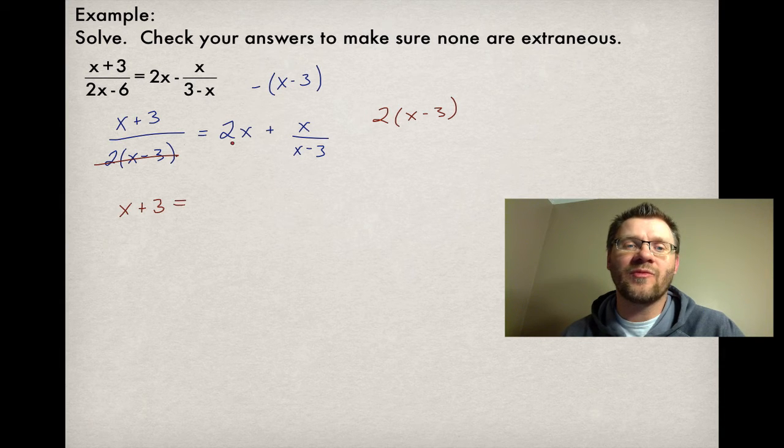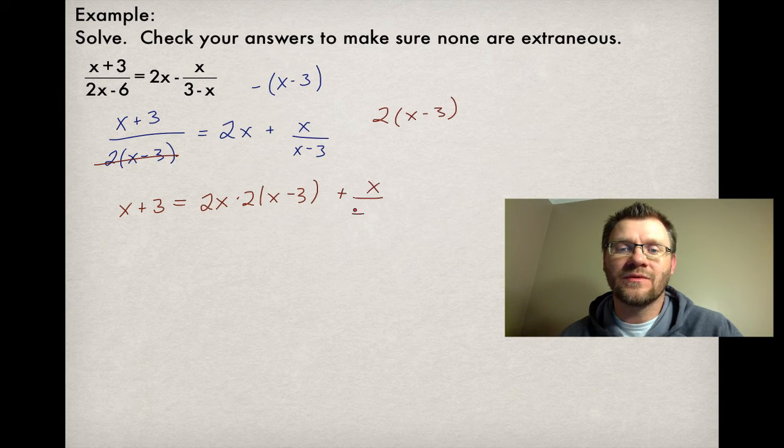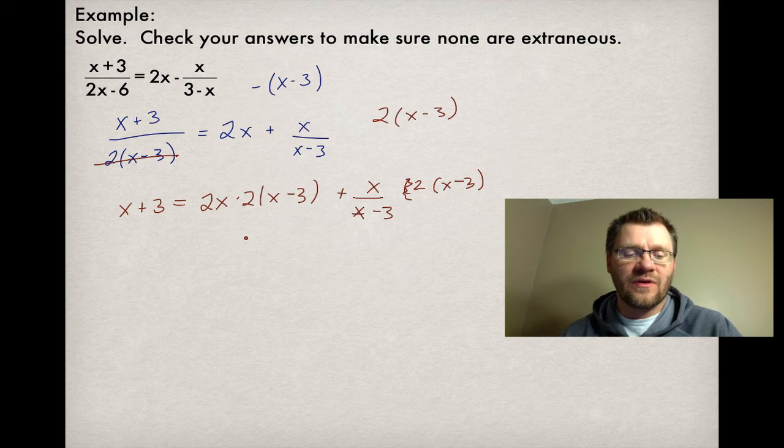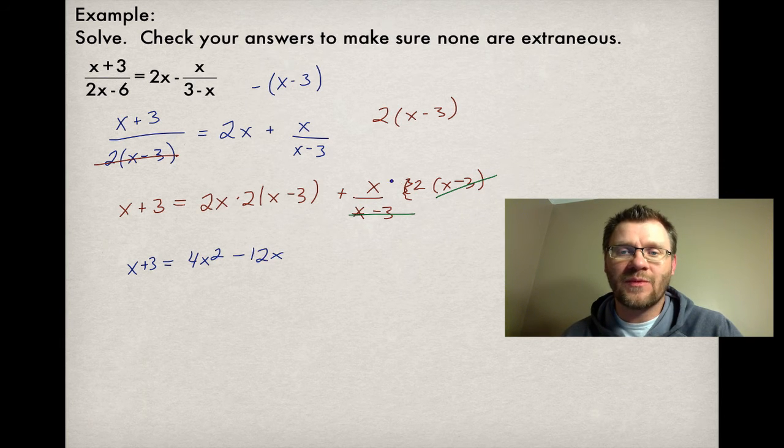On the right-hand side, we have to multiply 2x by 2 and x minus 3. And then we also have x divided by x minus 3 multiplied by 2 times x minus 3. And so what happens here is that the x minus 3 here and the x minus 3 cancel out. As a result, we get x plus 3 equals 2x times 2 is 4x, times x is 4x squared. 4x times negative 3 is negative 12x. And then we have x times 2, which is 2x.